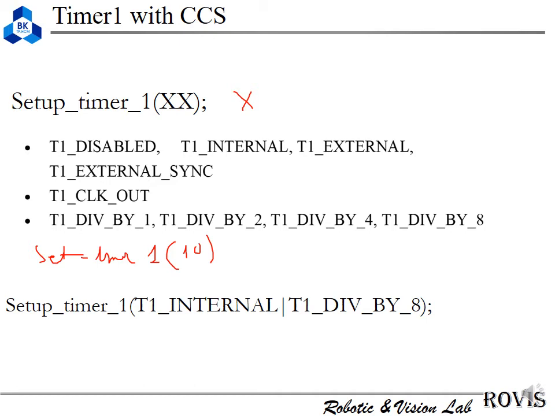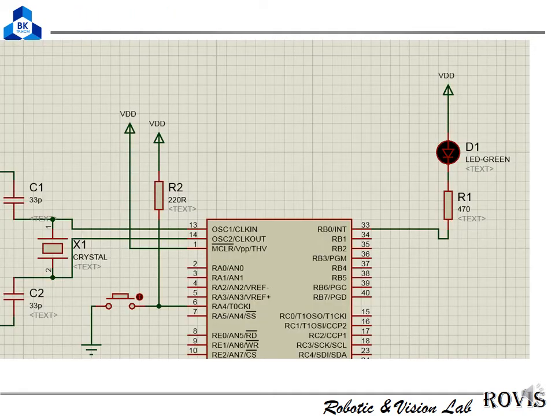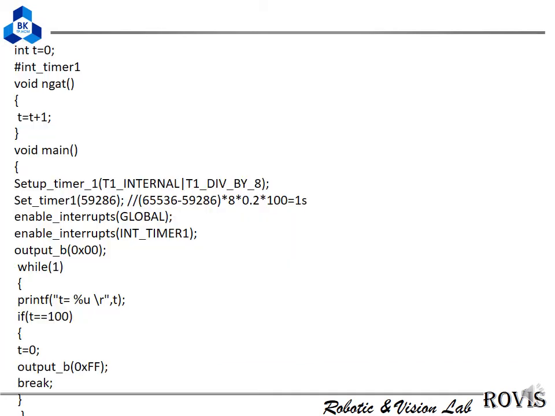And in setup_timer_1, we use T1_INTERNAL, and then the divider, the prescaler; for example, this one we can use. And for example, we have this one: we will turn on the LED after 1 second, similar to the example in Timer 0. Let's have a look at the code.